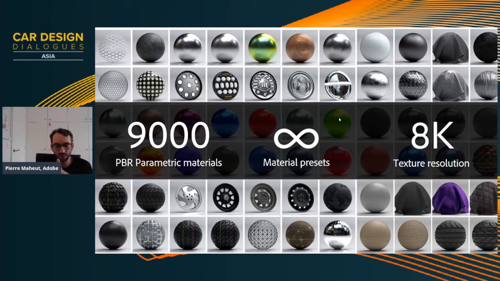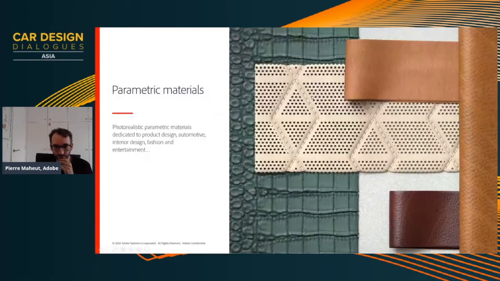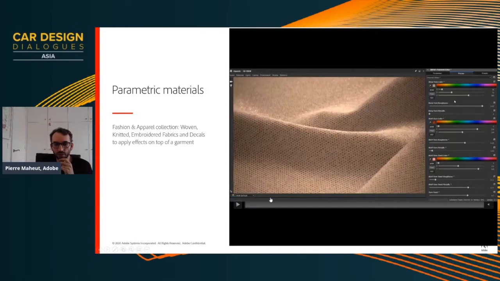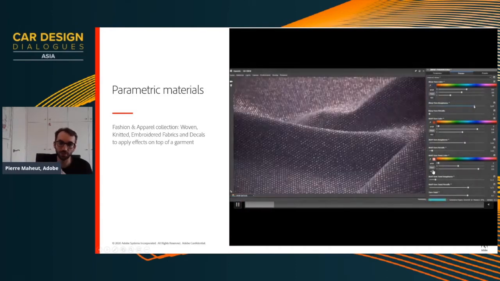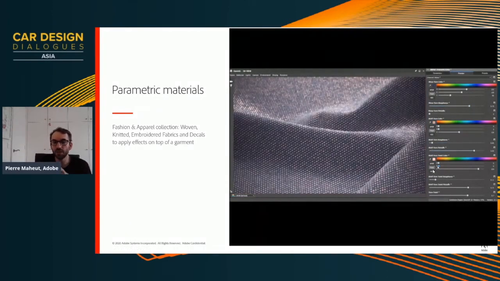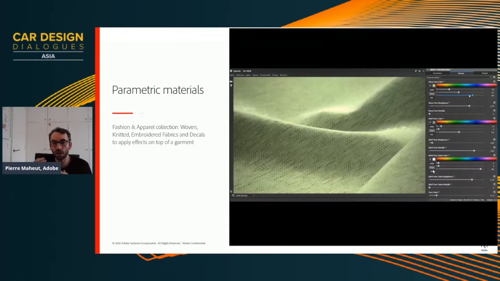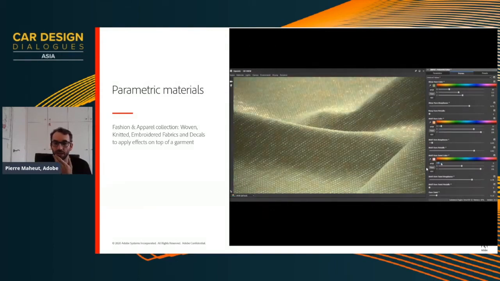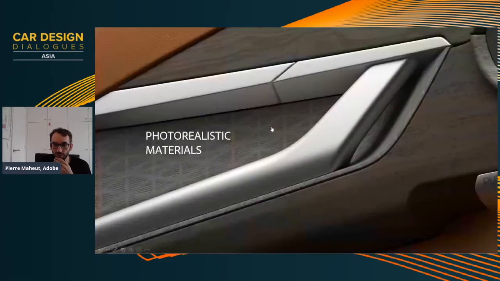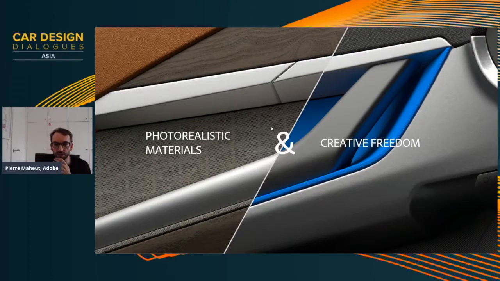So we now have more than 9,000 parametric materials in our library, all made with Substance Designer and/or Substance Alchemist. Those parametric materials allow you to do what I showed with the car paint, but the same way with textile. You can change independently the yarn, the color, how it has been structured, and it allows you to have a very flexible way to interact with your object. So we are aiming at both photorealism, but also creativity and freedom.